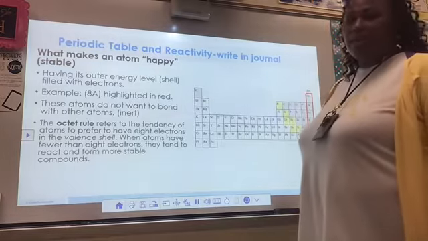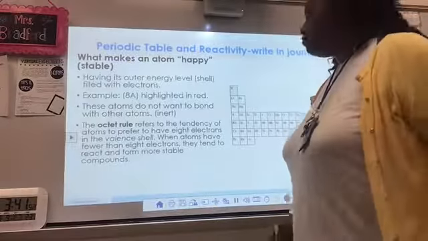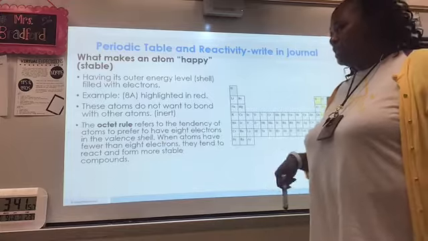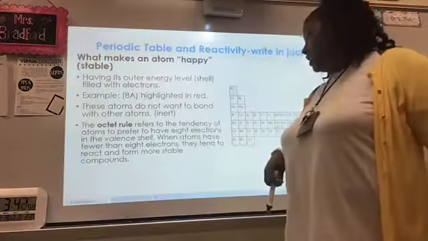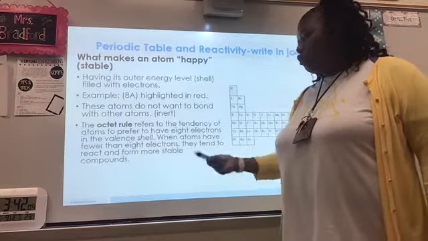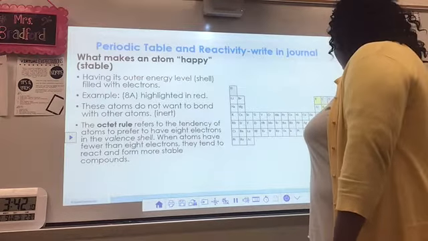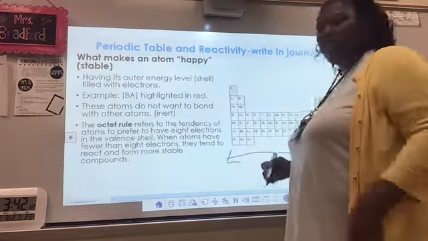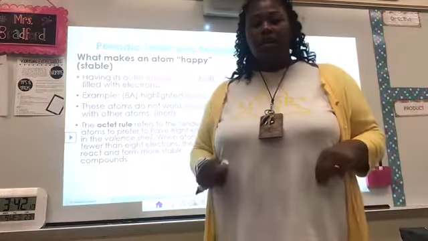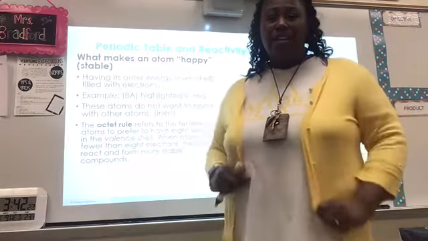And the reason is because of the octet rule. The octet rule refers to the tendency of atoms to prefer to have 8 electrons in its valence shell, which is that last shell. When atoms have fewer than 8 electrons, they tend to react and form more stable compounds. So anything closer to 1, they're not full and they're trying to become full. So they're going to combine, or bond with other elements in order to have a full shell or a full energy level of 8.